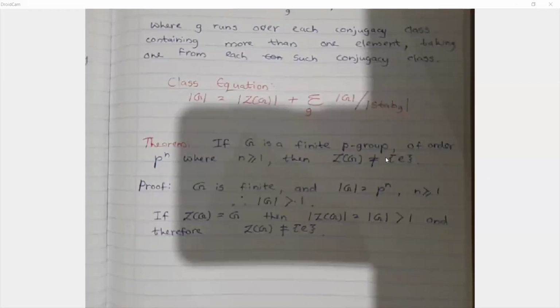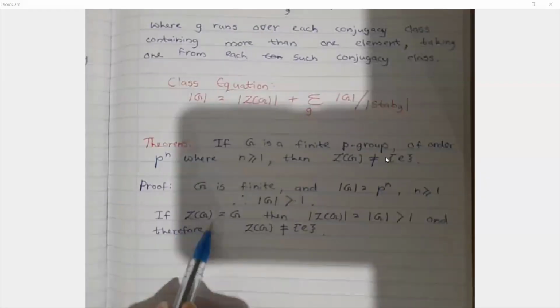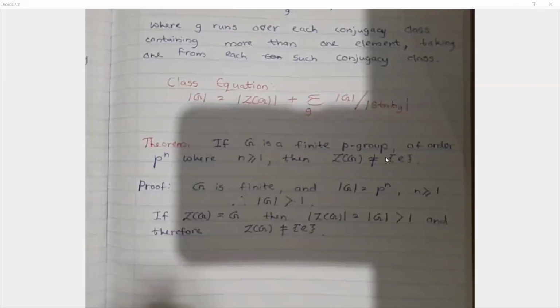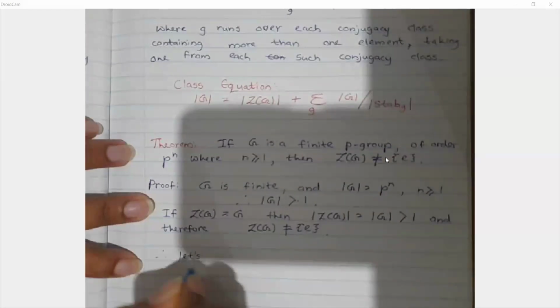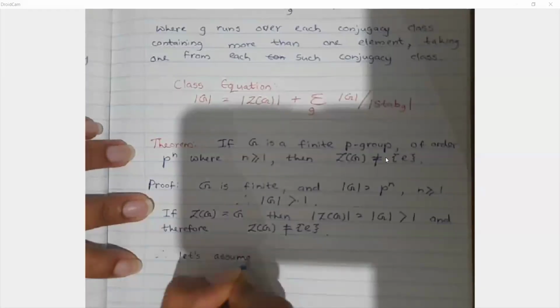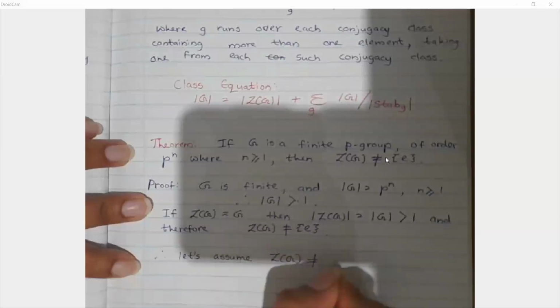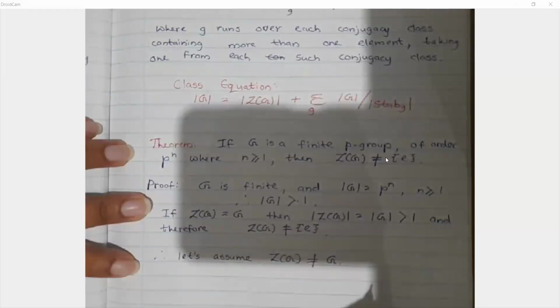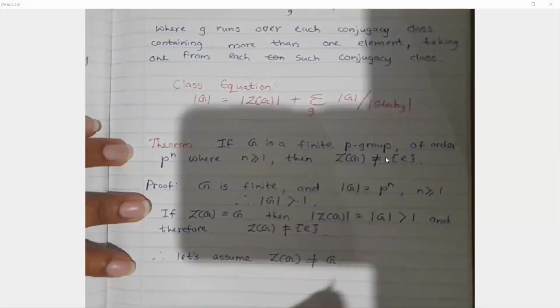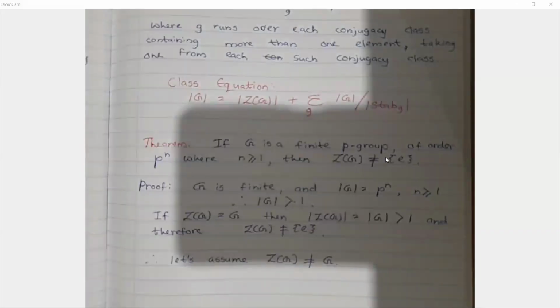So let's assume now that Z of G is not equal to G. It's a proper subgroup, right? Therefore, let's assume the center of G is not equal to G. So it's a proper subgroup of G, right? We know from a previous theorem, if you take an element from the center, then the orbit corresponding to that particular element contains just the element itself. Not only that, the stabilizer of the corresponding element must equal the entire group G, right?